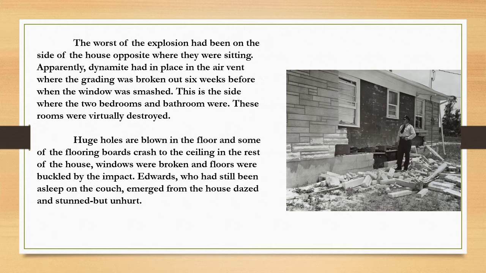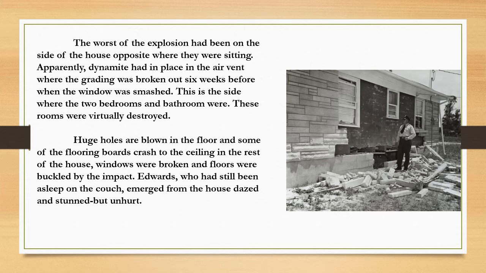The worst of the explosion had been on the side of the house opposite where they were sitting. Apparently, dynamite had been placed in the air vent where the grating was broken out 6 weeks before when the window was smashed. This is the side where the 2 bedrooms and bathroom were. These rooms were virtually destroyed.